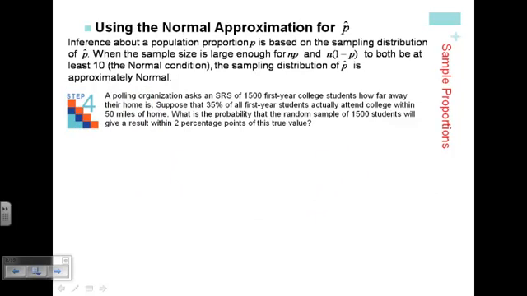So let's do a problem. A polling organization asks 1,500 first year college students how far away their home is. Suppose that 35% of all first year students actually attend college within 50 miles of home. I'm going to stop right there. We have some numbers there. We have 1,500. We have 35%.